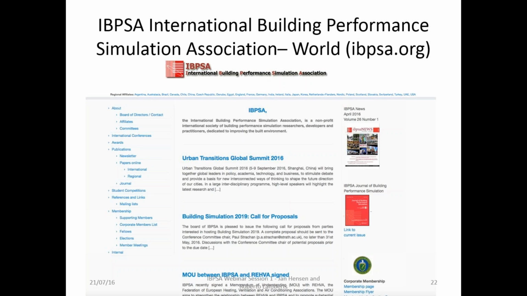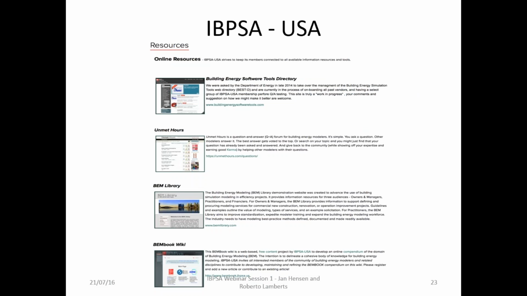It organizes international conferences every 2 years. Next time we'll be in San Francisco in August 2017. We also have the IBPSA newsletter, which comes out a few times per year, and we have a scientific journal, the IBPSA Journal of Building Performance Simulation. IBPSA is organized in many different chapters all over the world, and one of the examples is IBPSA USA.